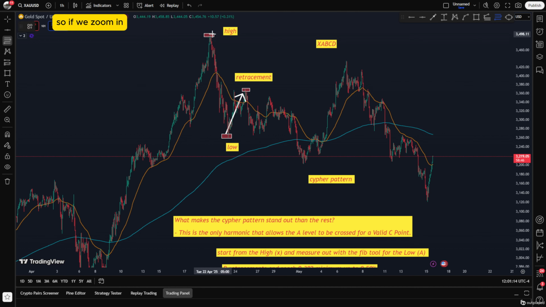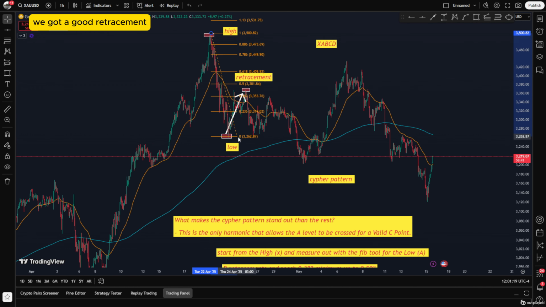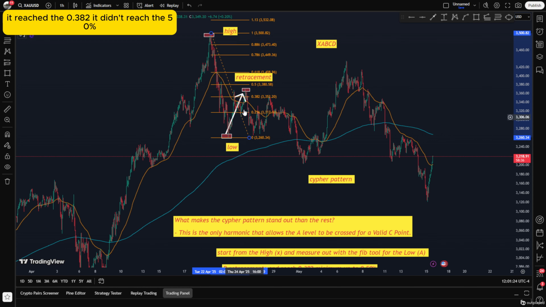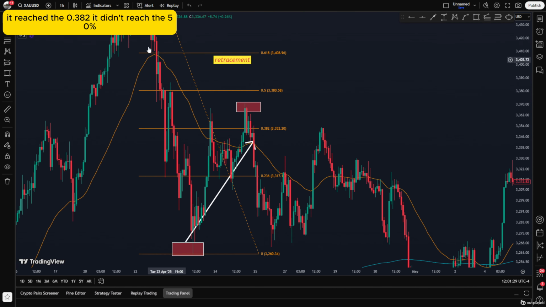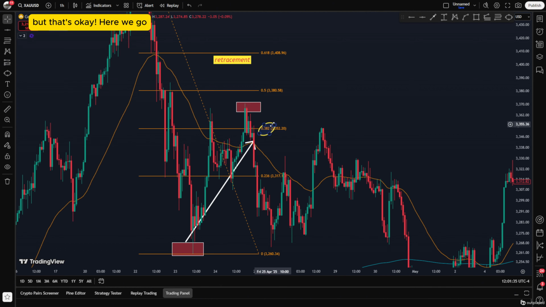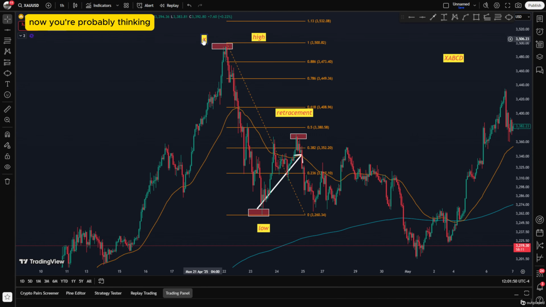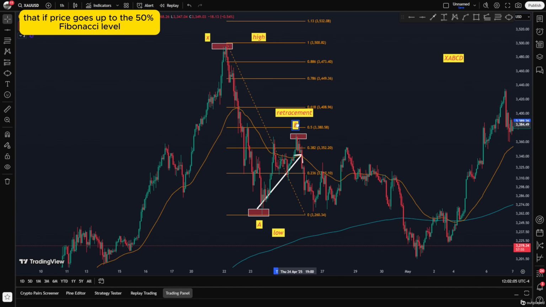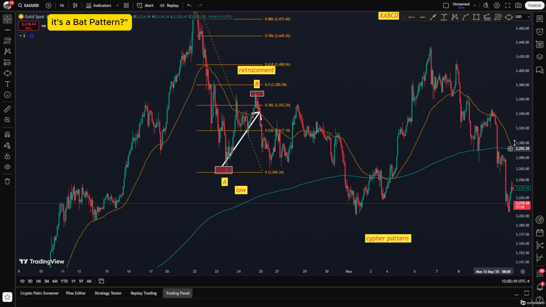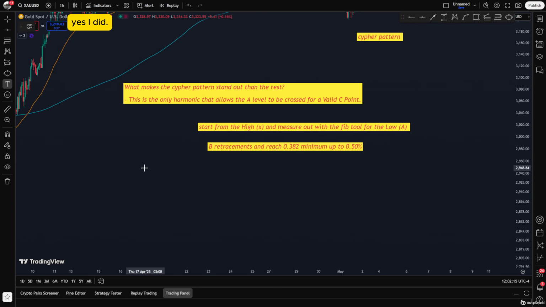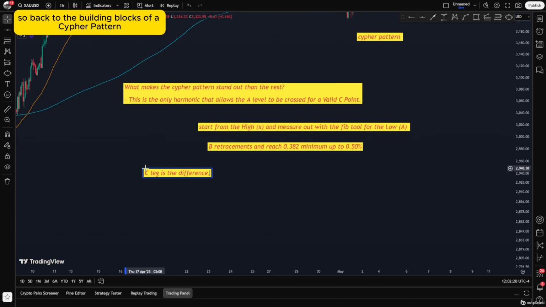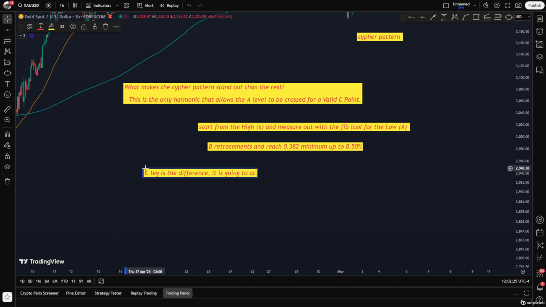So if we zoom in, we got a good retracement. It reached the 0.382. It didn't reach the 50%, but that's okay. Here we go, X to A and B at the retracement. Now, you're probably thinking, Nick, hold up. Didn't you say in the other video that if price goes up to the 50% Fibonacci level, it's a bat pattern? Yes, I did. So, back to the building blocks of a cipher pattern.